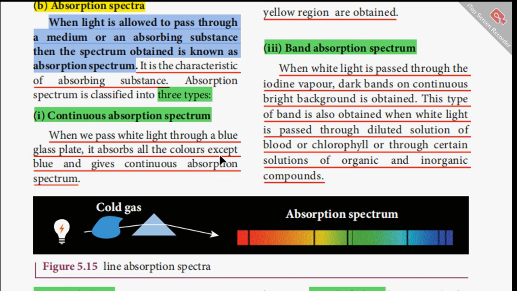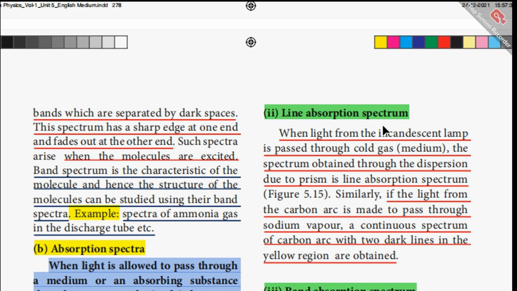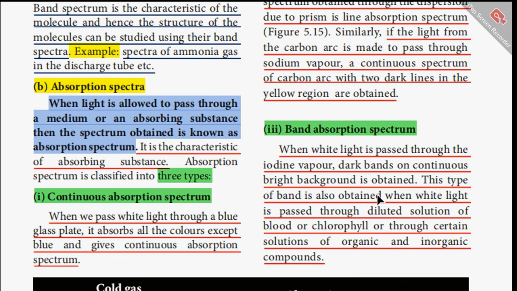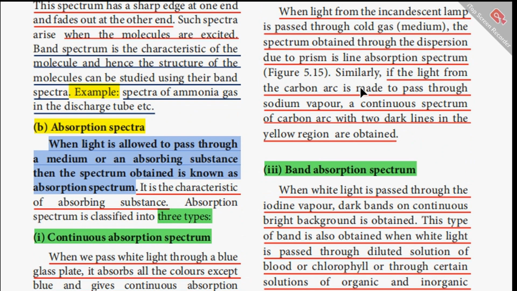The next one is the line absorption spectrum. Now light from an incandescent lamp is passed through cold gas, that is a medium. Then the spectrum obtained through dispersion by the prism is the line absorption spectrum, and that is shown here. Similarly, if the light from the carbon arc is made to pass through a sodium vapor lamp, a continuous spectrum of carbon arc with two dark lines in the yellow region is obtained, as we get two yellow lines for the sodium vapor lamp.